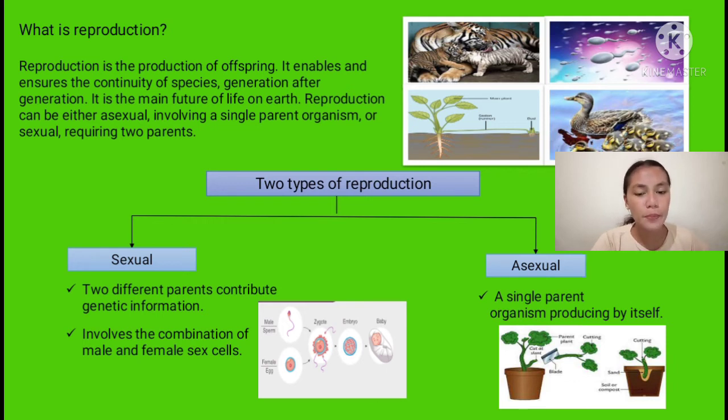There are two types of reproduction: asexual reproduction and sexual reproduction. In sexual reproduction, two different parents contribute genetic information. It involves the combination of male and female sex cells. However, in asexual reproduction, a single parent organism reproduces by itself.